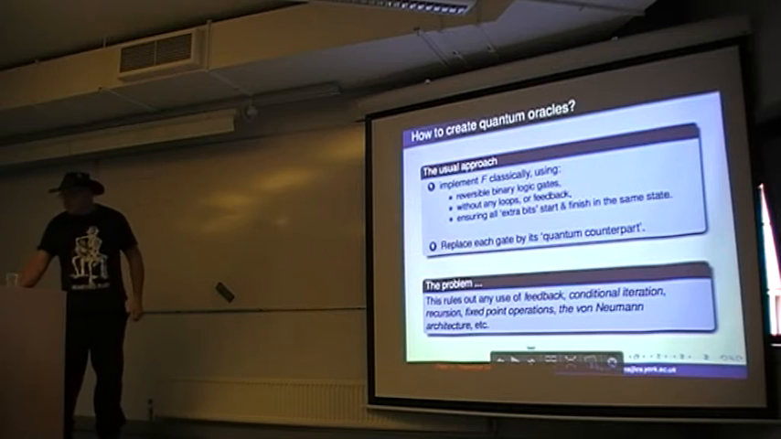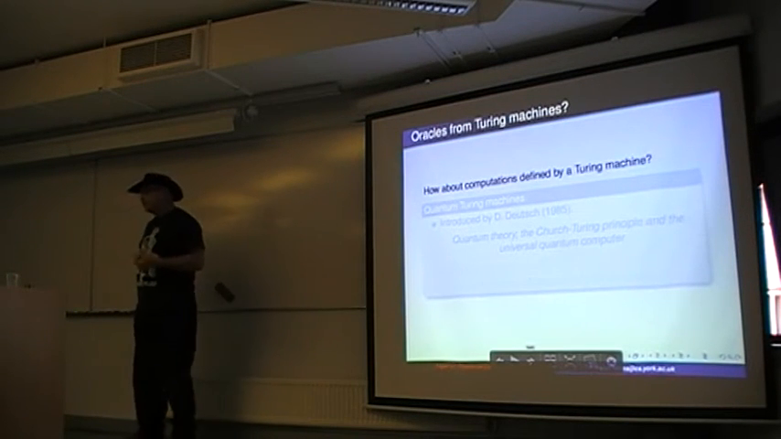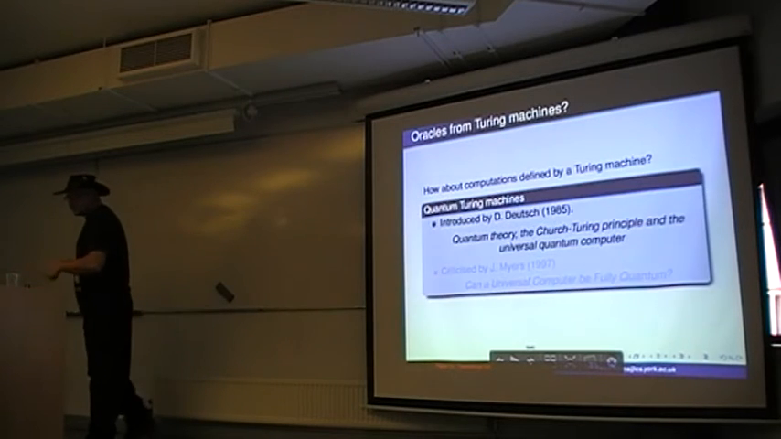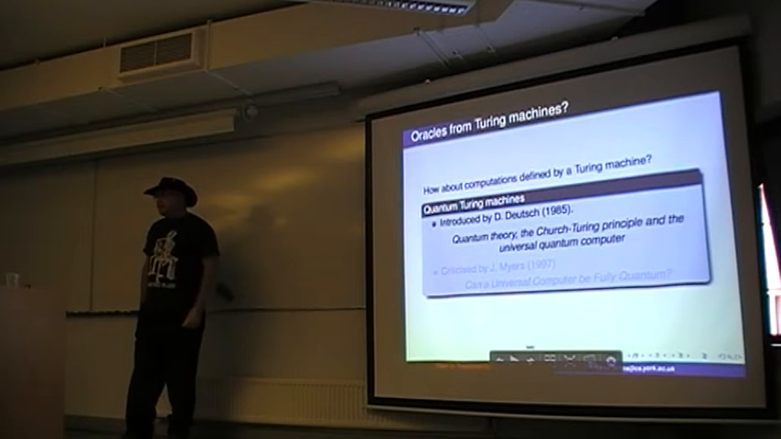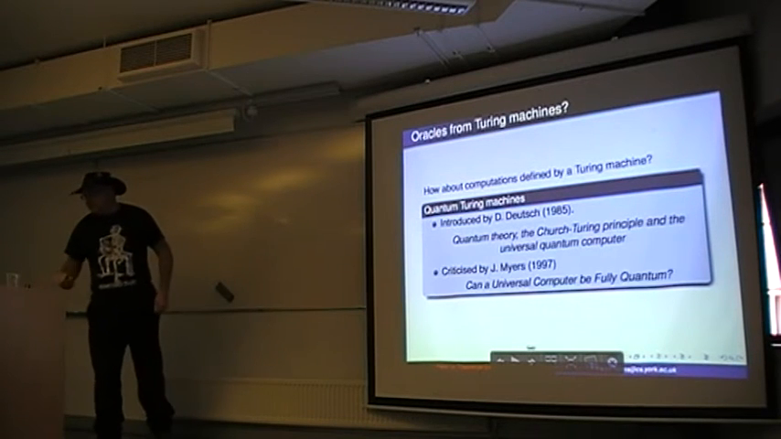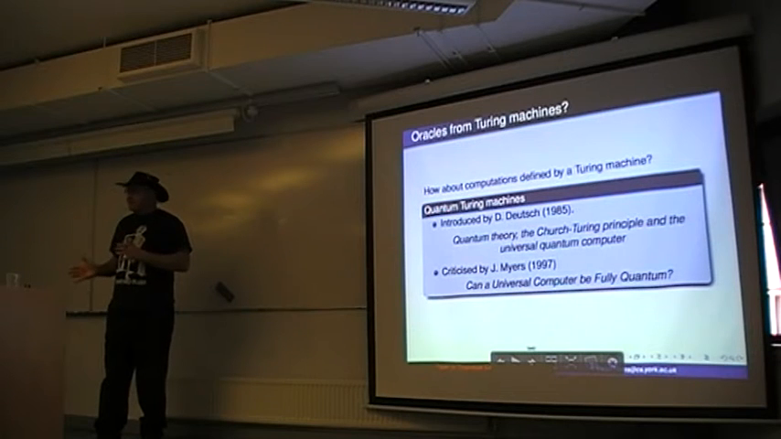Okay, well, are there other ways? How about using Turing machines? Because we've all heard of the quantum Turing machine, introduced by David Deutsch back in 1985. And, well, we also know about the criticism of it from John Myers, where he asks, can a universal computer be fully quantum? That's the title of his paper. Now, he spends a bit of time saying, in a very elegant and devastating way, no, it can't.